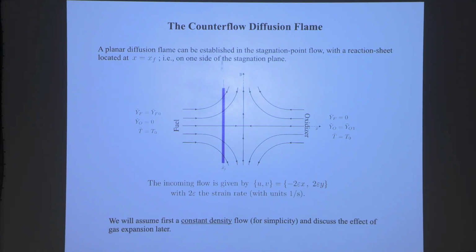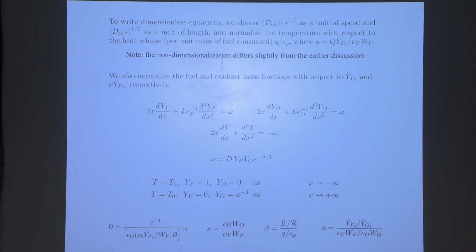So the fuel is coming from this end. We know what it is far at negative infinity, and we know the oxidizer far at plus infinity. And so the equation, yeah, it's two-dimensional. So the equations are written here. They are normalized more or less like before, but not exactly. I didn't want to change the normalization here because it will affect also the graphs, and I didn't want to reproduce them, frankly.